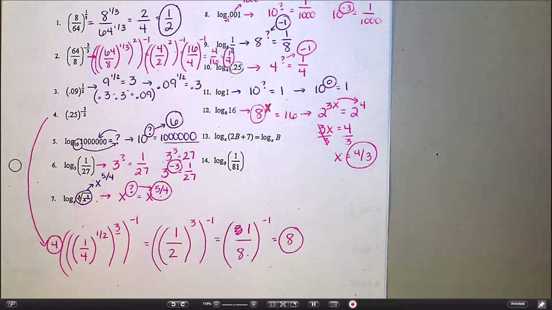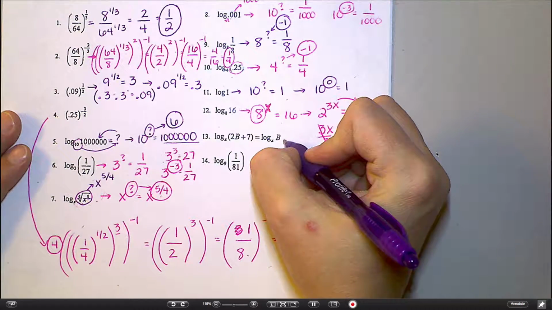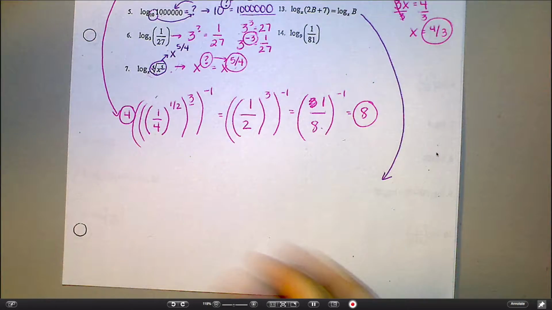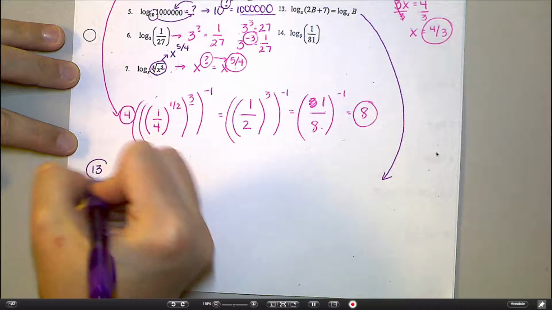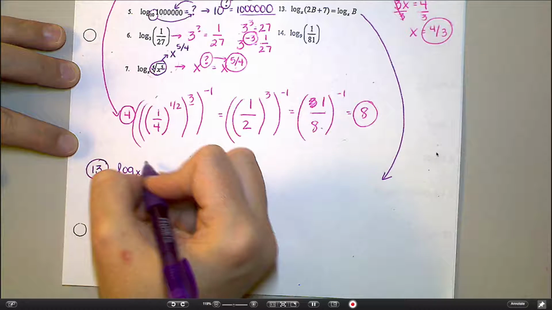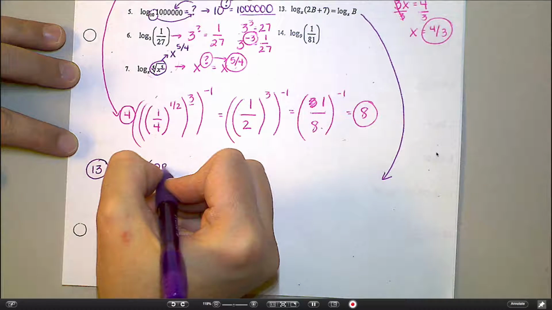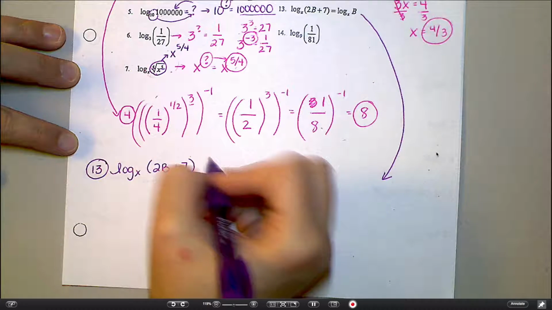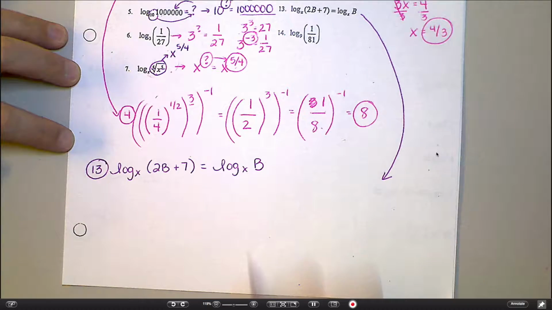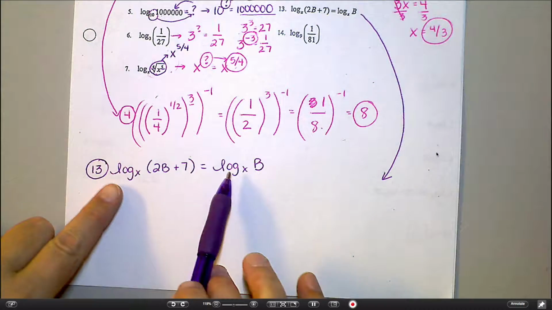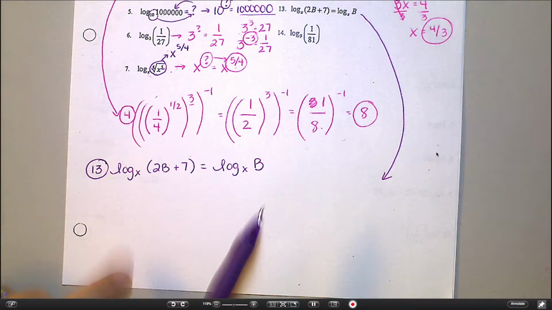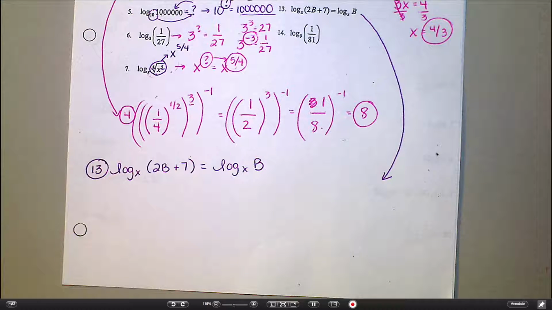Okay, 13, I might slide down here just because I'm running short on space. So 13 says log base x of (2b + 7) equals log base x of b. You have a log base x on both sides, which is going to allow you to cancel those logs out, but maybe not for the reason that you think.